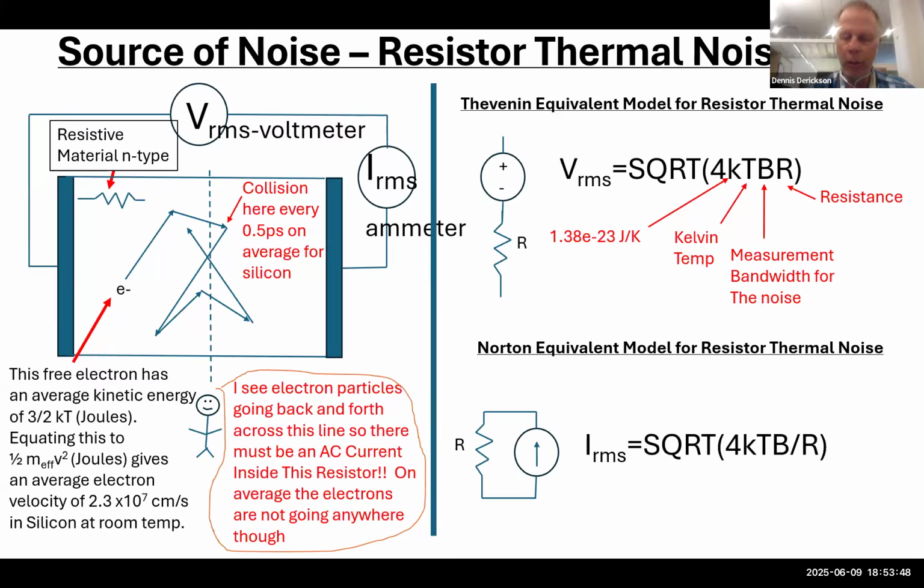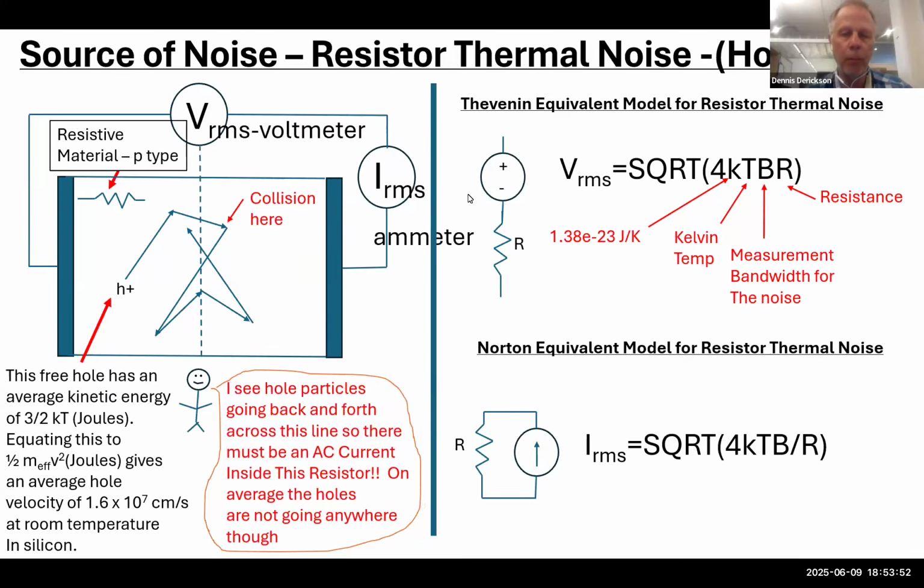Now, this was an N-type material where electrons are the carriers. You can also have a P-type material. So here in the P-type material, let's say we have a silicon P-type material, the primary carrier is now a hole. And just like electrons, holes can move and they can collide with the lattice and have thermal noise. So both hole motion and electron motion can contribute to thermal noise. And depending on the type of material you have, one may be stronger than the other.